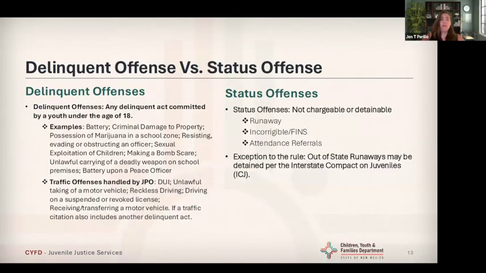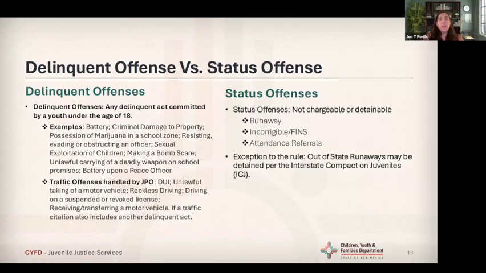As a sort of a preface here, there are two major categories of offenses that can bring a youth into contact with the juvenile justice system services: a delinquent offense and a status offense. Delinquent offenses are any delinquent act committed by youth under the age of 18, and you can see some examples here on this slide. Battery, criminal damage to property, possession of marijuana in a school zone, and so on. Juvenile probation can also handle traffic offenses such as DUIs, unlawful taking of a motor vehicle, reckless driving, and more.